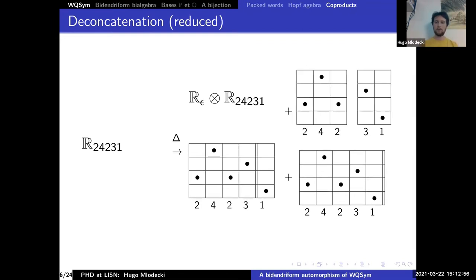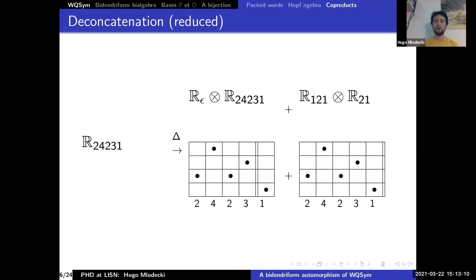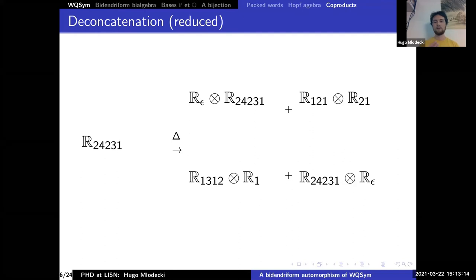I will detail a bit more for this one. We just separate the two words, and now we remove the empty lines. So we use the packing that we saw earlier. We get 1-2-1 and 2-1, so we get this pair of elements, and we do it for all the other elements, and we get this linear combination of pairs of elements. So that's the coproduct of this basis.